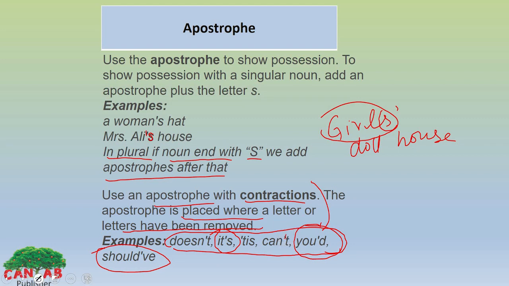The full form of can't is cannot. Doesn't is does not. So we add a contraction apostrophe to make it short when we speak or write in an informal manner. We use contractions: doesn't, it's, can't, you would, should have, I would, like that.